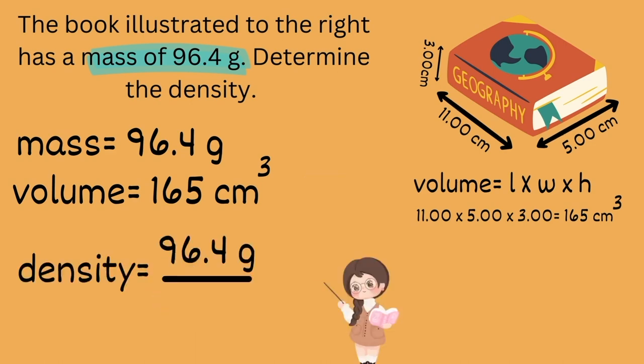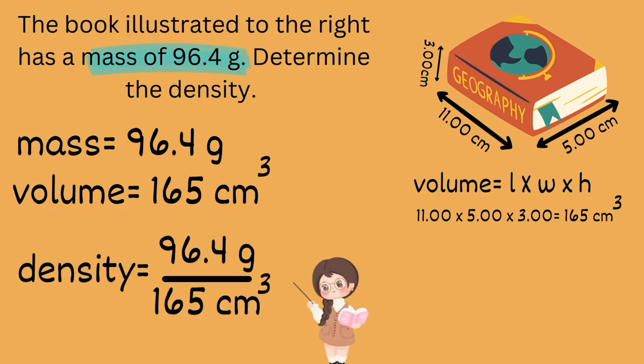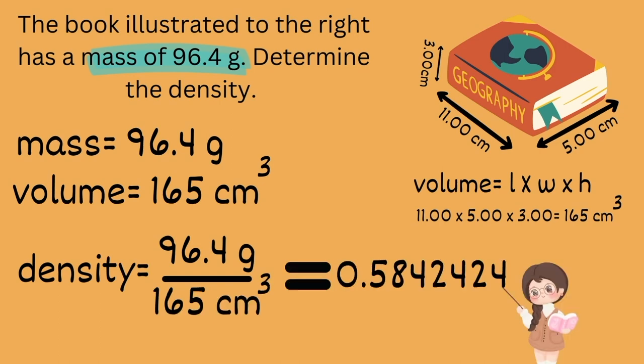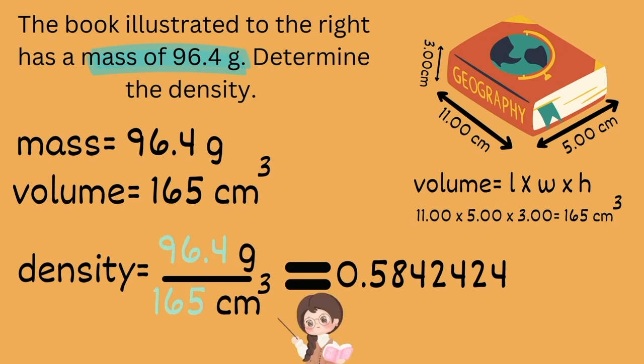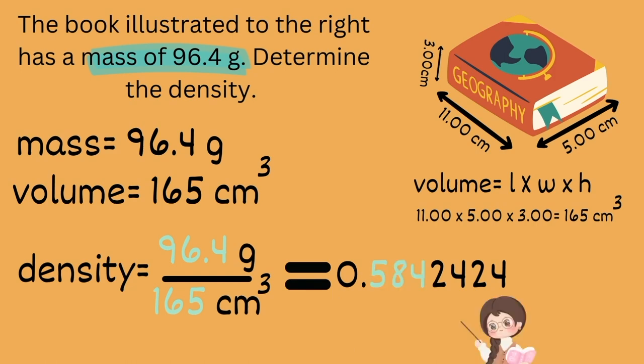Okay, now that we have our mass and volume, we can finally calculate our density. Now, if we punch in 96.4 divided by 165 into our calculators, we get a very large number. How do we know how many digits to put into our answer? Well, we use significant figures. The lowest number of significant figures in our problem will be the number of significant figures in our answer. So both 96.4 and 165 have 3 significant figures, so our answer is also going to have 3 significant figures. So our answer is 0.584 because 584 are our 3 sig figs.